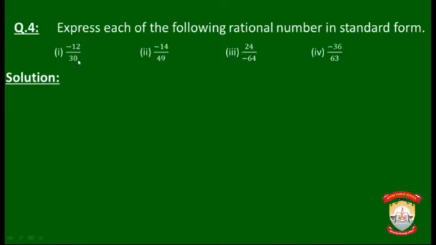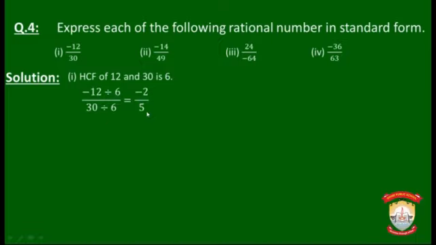So, we do not need to make it positive. Now, we will check for the common divisor of numerator and denominator. For that, we will find the HCF of numerator and denominator. Here, HCF of 12 and 30 is 6. Now, we will divide the numerator and denominator by 6. On dividing minus 12 and 30 both by 6, we will get minus 2 upon 5.